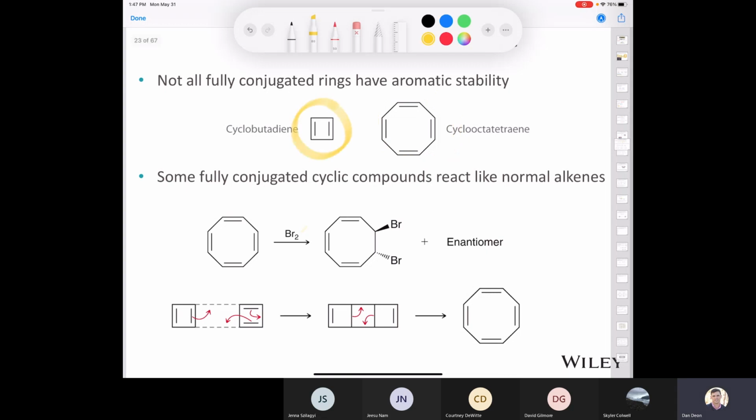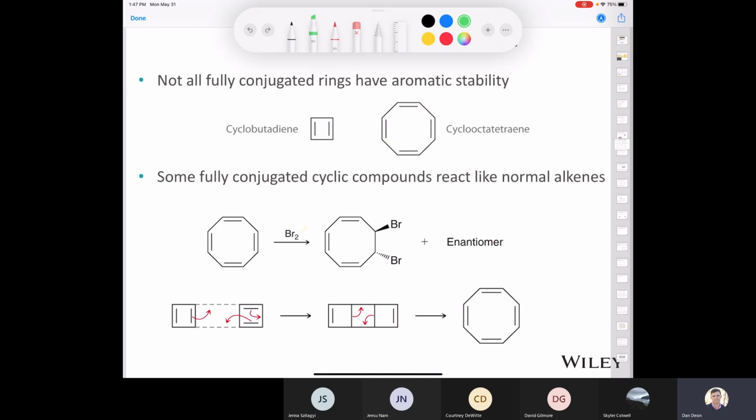What about cyclobutadiene? This molecule is so stinking reactive that if you put it next to another molecule of cyclobutadiene, it reacts to form this 3-membered ring, which undergoes a sigmatropic rearrangement and rearranges to form cyclooctatetraene. So you're like, well, that's not very useful. What's the take-home message of this slide? Just because you have a fully conjugated ring, it doesn't mean it's aromatic, right? Neither of these are aromatic. This molecule isn't aromatic, obviously, because it reacts with itself. And this molecule isn't aromatic because it reacts with bromine like nothing.